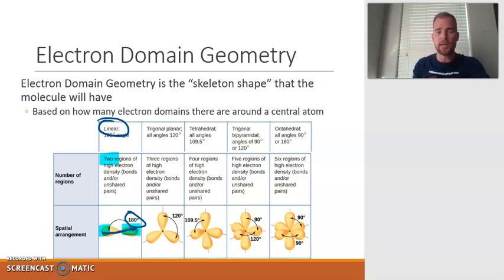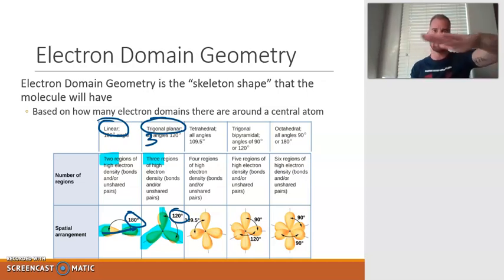When you have 3 electron domains, think about your central atom here, you have 3 regions of space where electrons can occupy. The furthest those electrons can get away from each other is where you have a 120 degree angle. This is known as trigonal planar. Notice that word, trigonal, meaning 3, and planar, meaning it's flat. It's in the plane of the piece of paper or plane of the board.